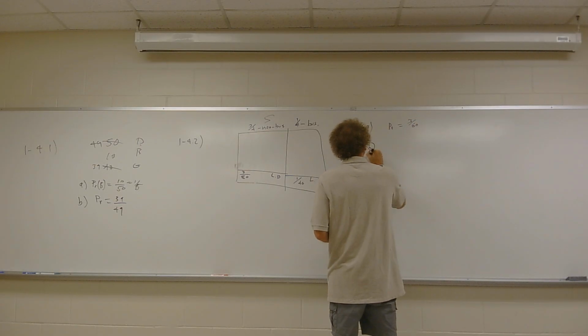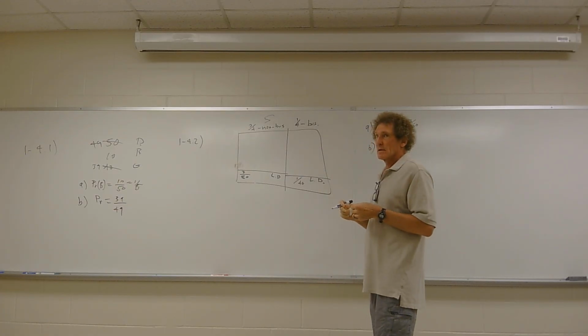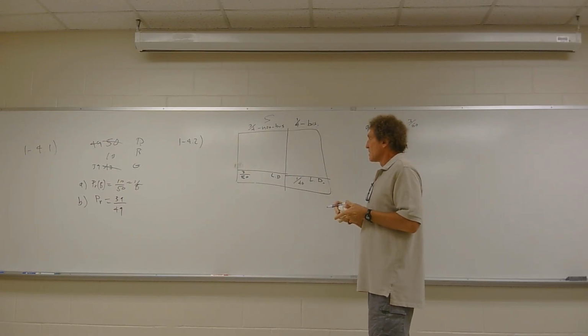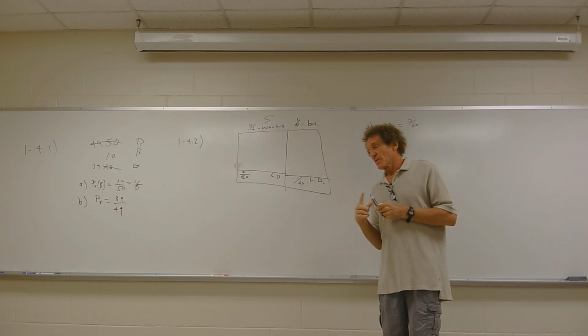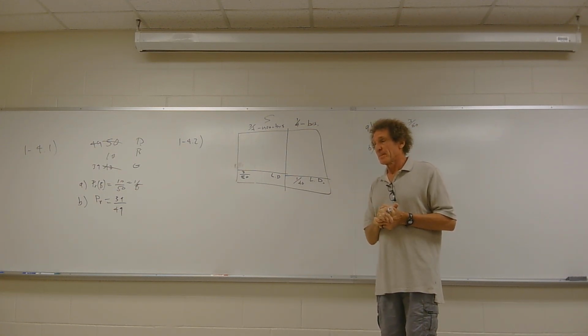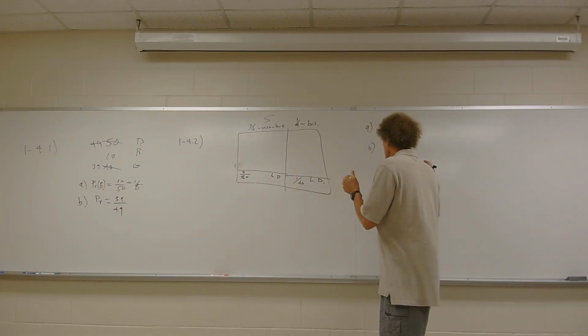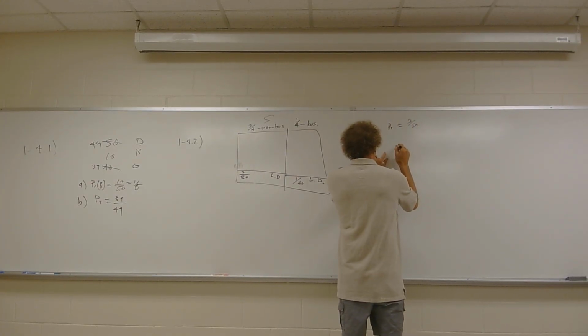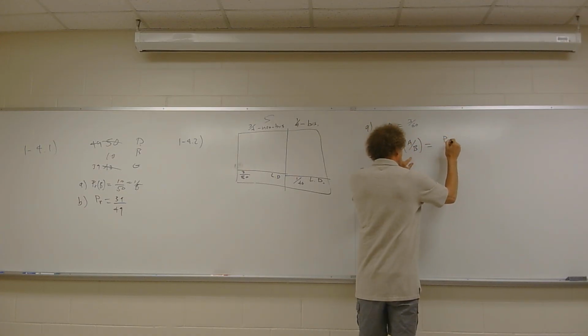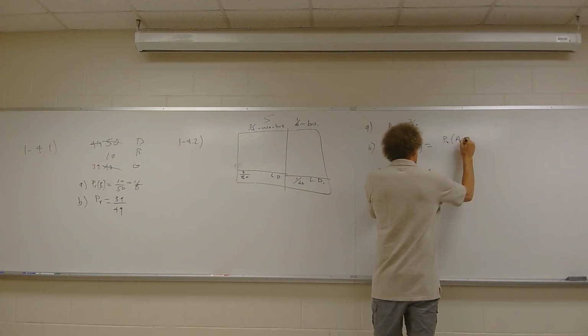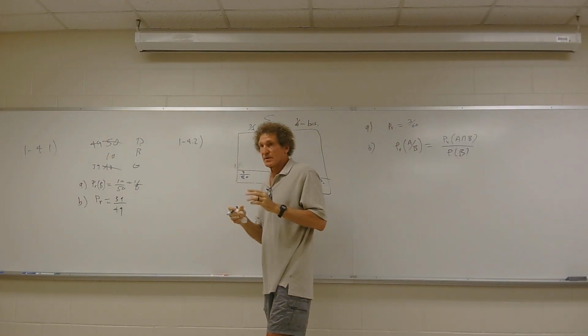All right. Part B. What's the probability that the next call will be a business call given that it is a long distance call? Oh, okay. Now, this is one way to do it. Remember, the probability of A given B is equal to the probability of A intersect B over the probability of B.